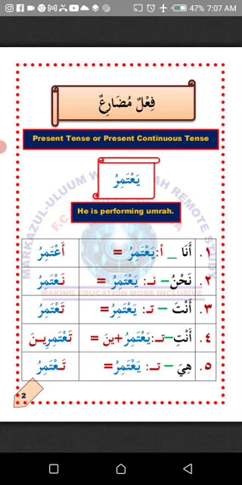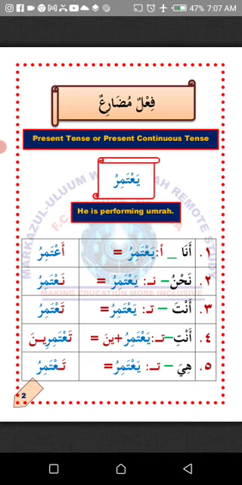Thalatha, number three. Anta, you, representing a single male person. So how do we change the verb ya'tamir to suit anta? All you need to do is to detach ya'un and attach ta'un. So the verb ya'tamir will now become ta'tamir, which means you are performing umrah.